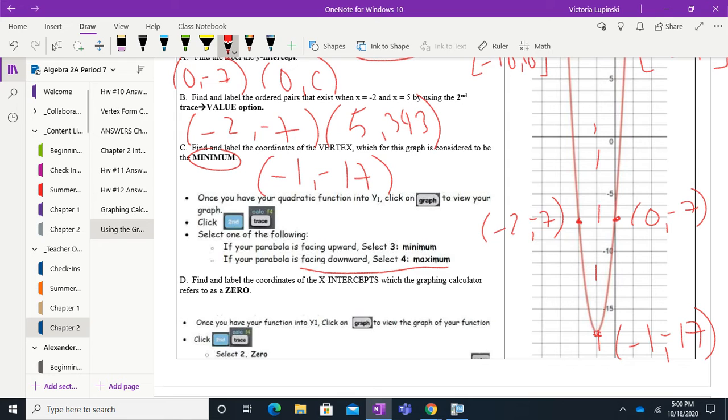Last but not least, the most important thing that we want to be able to find are the coordinates of the x-intercepts. Your graphing calculator calls those points the zeros. Those two things mean the exact same. The x-intercept is, of course, where the graph crosses the x-axis. So if you look carefully at where y equals 0 is, we can see that there is an x-intercept here, and we can see that there is an x-intercept here. That means that there is one positive answer and one negative answer, and we're going to go ahead and find both.